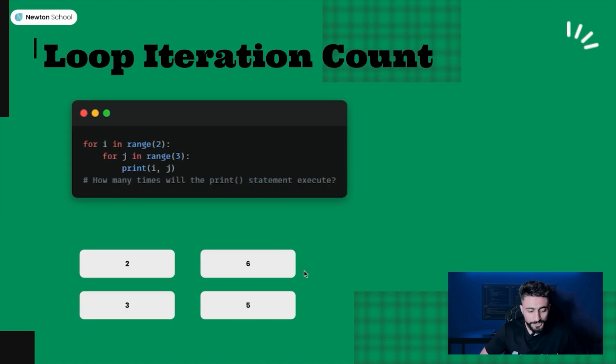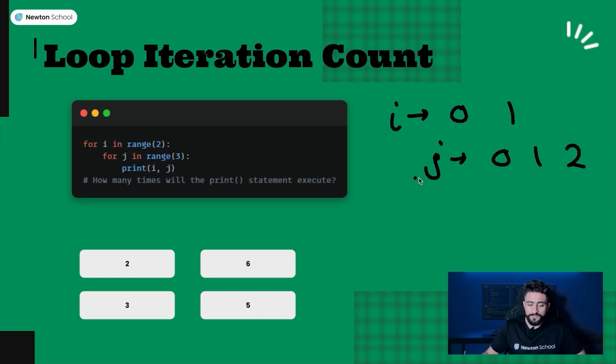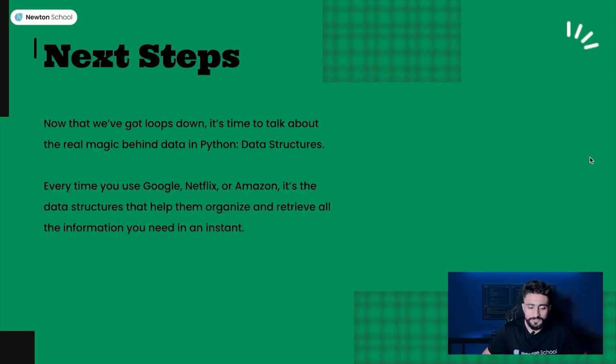Now we have a question. For i in range 2, that means i will go from 0 to 1. And j in range 3, that means 0, 1, 2. We want to print i, j. So how many times will the print statement execute? So it will be 0, 0, 0, 1, 0, 2, 1, 0, 1, 1, 1, 2. 6 times. So yes, now you have got the loops down, right?